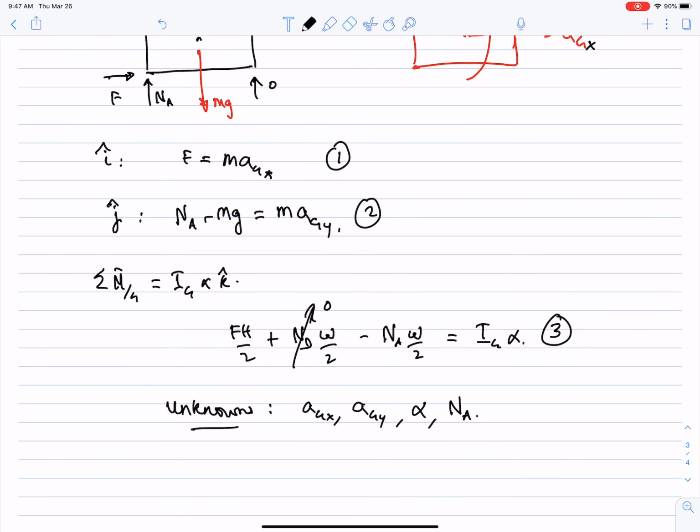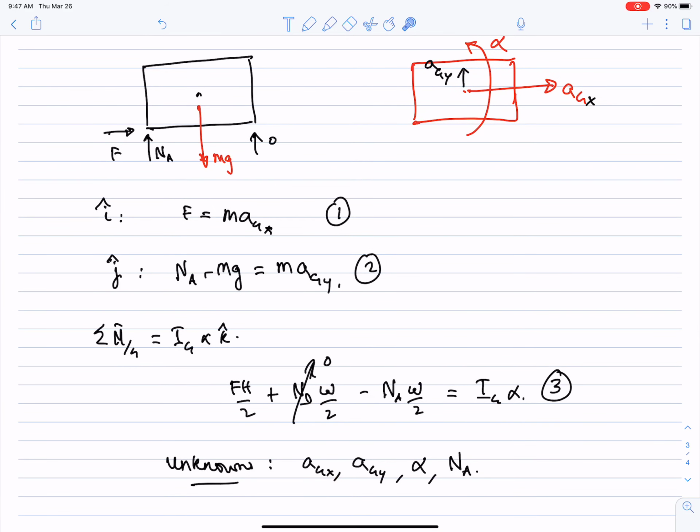So here we have four unknowns: the acceleration of the center of mass in the horizontal direction, the acceleration of the center of mass in the vertical direction, the angular acceleration, and then the normal reaction at point A, with the understanding that the normal reaction at point D is equal to 0. Now we have four unknowns, but we have only three equations here, 1, 2, and 3. So we need one more equation to be able to solve for all four unknowns. Where do we get that equation from?